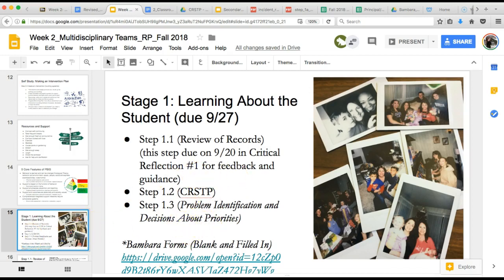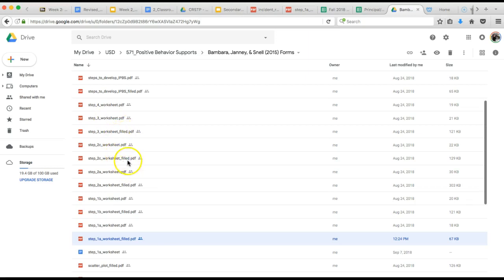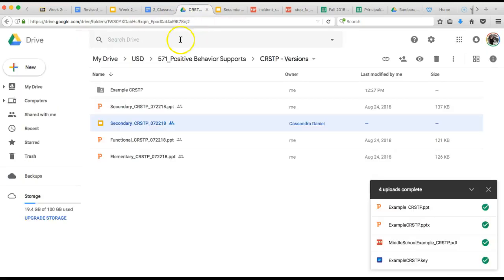One of the things I did was I took the Bambara forms and I gave you the link to all of the forms, and notice that for each form you have the PDF and then you have the filled PDF. So you can always see how somebody else filled out this same worksheet as we're going through.